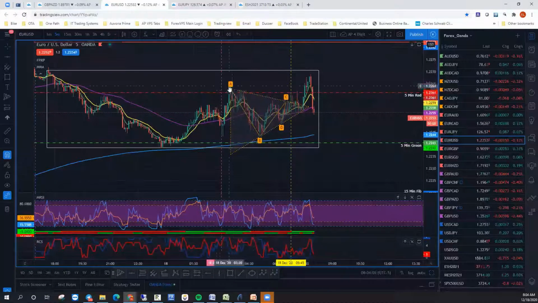There we did have the wedge. Here is our wedge. It was a descending wedge. Start my A up here to B. Use this for the range, C, D. Here's the wedge. We had the breakout.